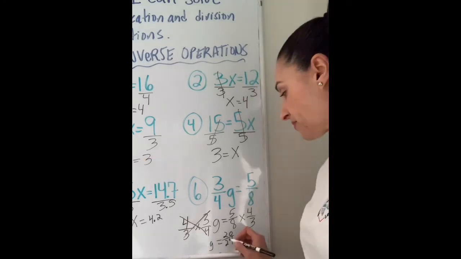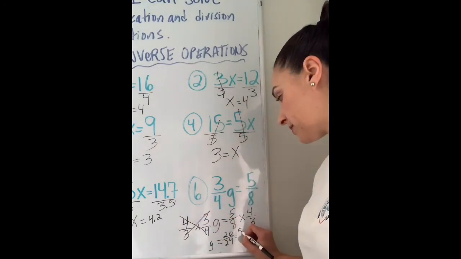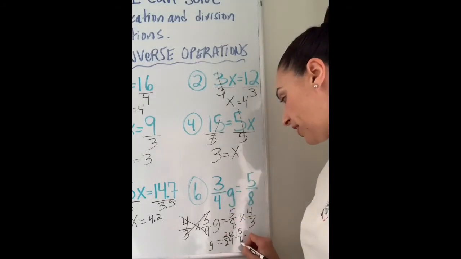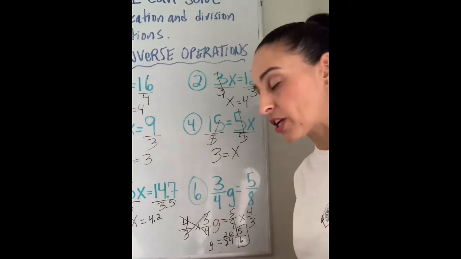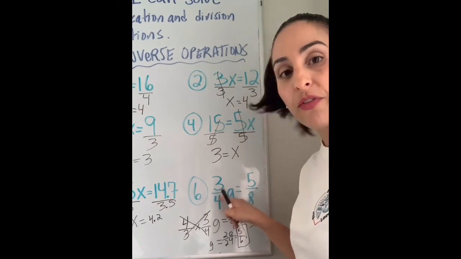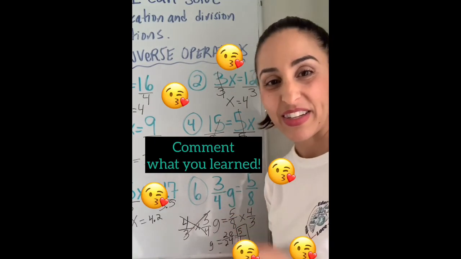It's 4. So 20 divided by 4 is 5, and 24 divided by 4 is 6. So my final answer is 5/6. g has to be 5/6. How would I double check? 3/4 times 5/6 will give me 5/8.